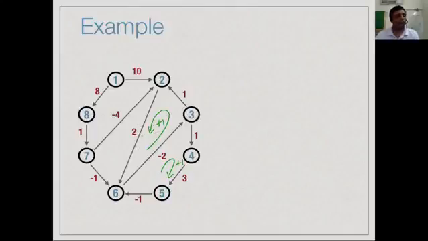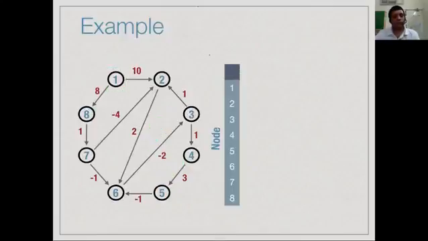And now in this we want to compute shortest paths from 1 to every other vertex. So 1 is our source vertex. So we set up this iteration.